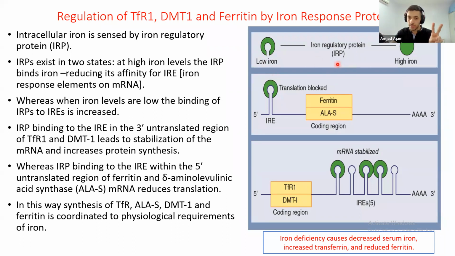The second thing the IRP does is it will go to the 3' end of this mRNA strand, and it will stabilize it. In other words, it will increase the protein synthesis of transferrin receptor 1 and DMT1. So in this case, we have low iron, right? This is the low iron state of IRP. It will bind here to this mRNA strand at the 3' end, therefore stabilizing it. It will increase the production of transferrin receptor 1 and DMT1 so that it can bring more iron to the cell.